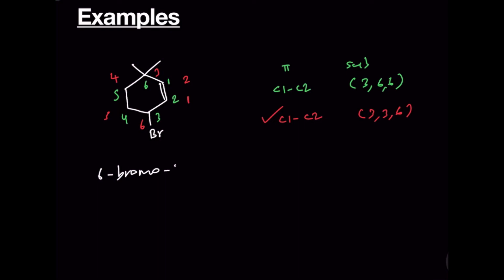And therefore the correct IUPAC name for this molecule is 6-bromo-3,3-dimethylcyclohexene. No need to mention the chain locator position here because it is a cyclohexene. You can mention it as cyclohex-1-ene, but that is not mandatory.